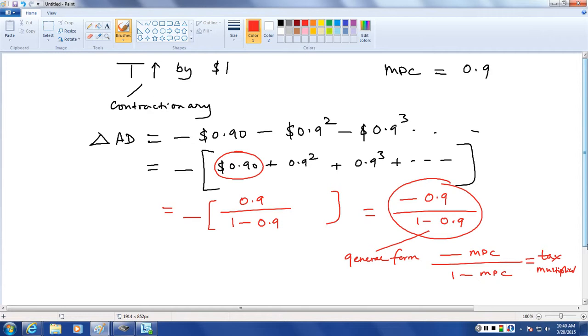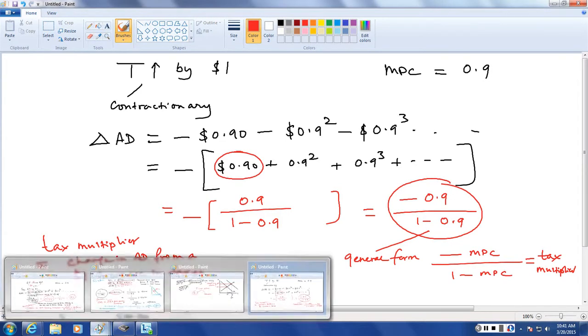How would you define the tax multiplier again? How would you define the tax multiplier in words? Tax multiplier is the change in aggregate demand from a $1 increase in taxes. Right? Okay.